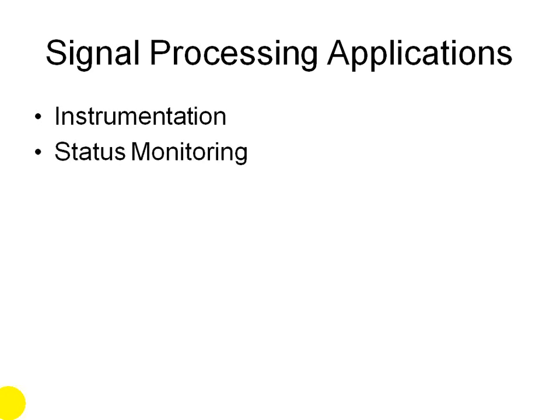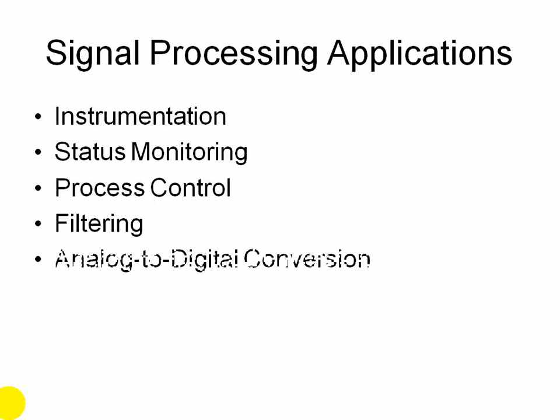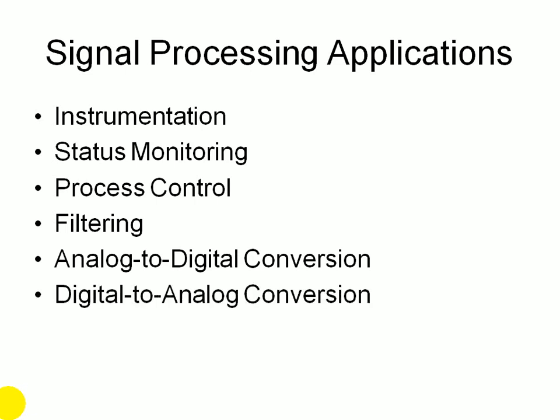Then we're going to have an example of status monitoring, which is related to the previous one. Process control, such as proportional, integral, and derivative control, PID controlling. Filtering operations. Analog to digital conversions. And then we'll start off with an example of digital to analog conversions.